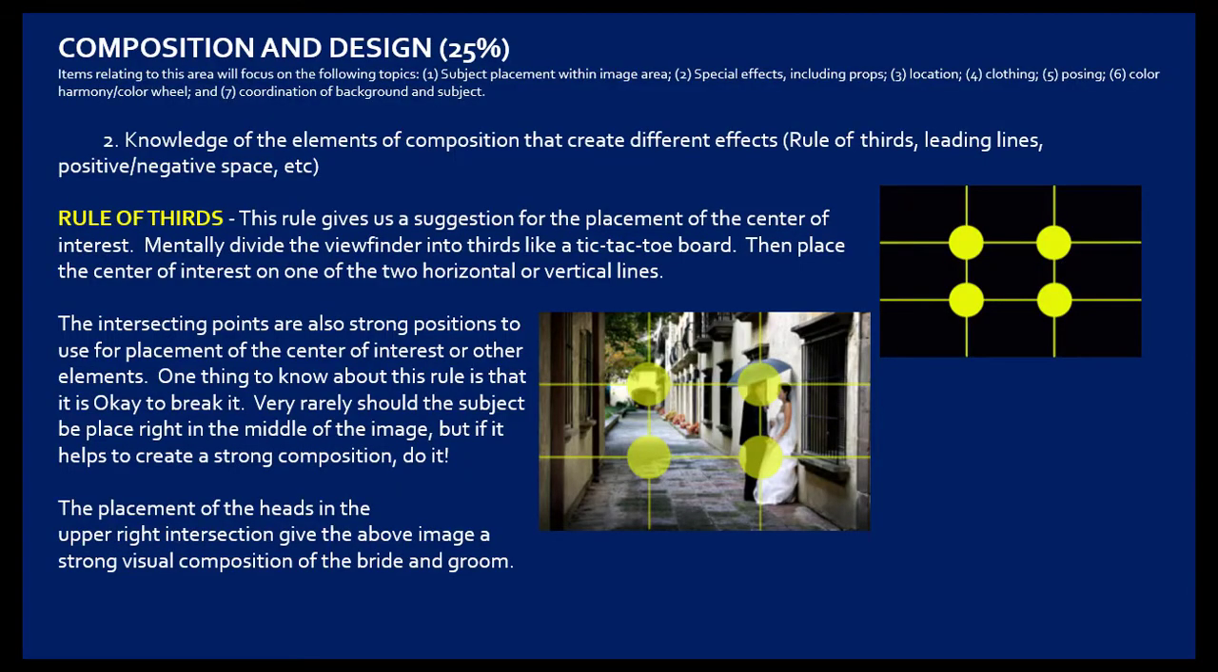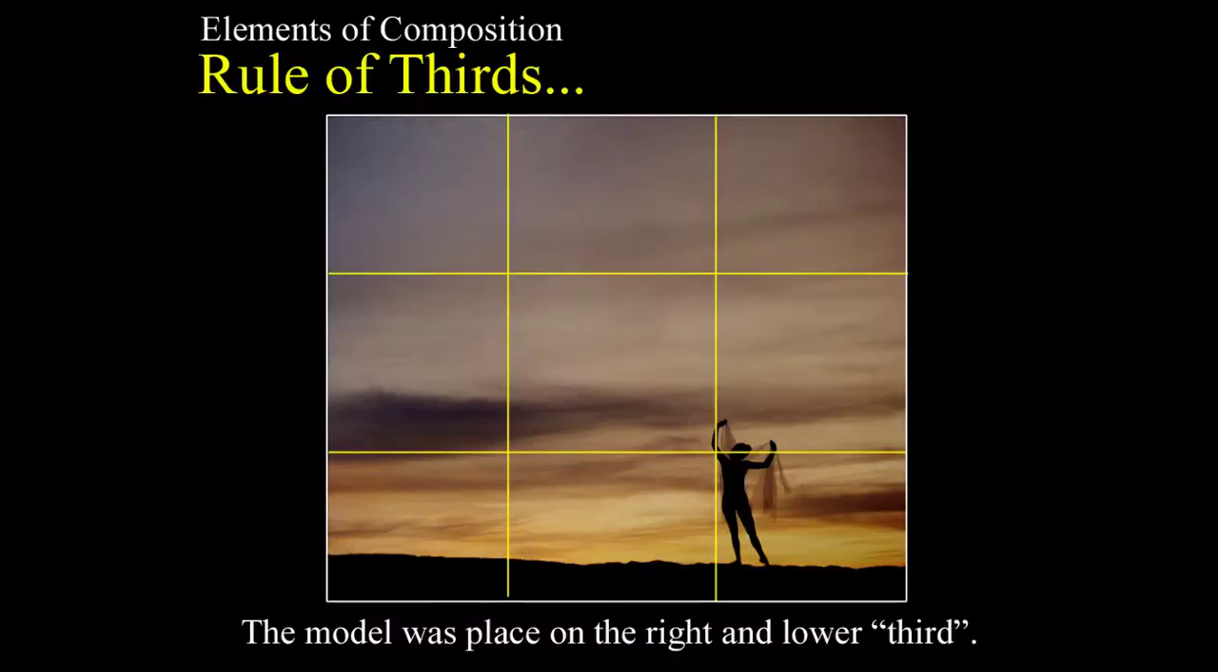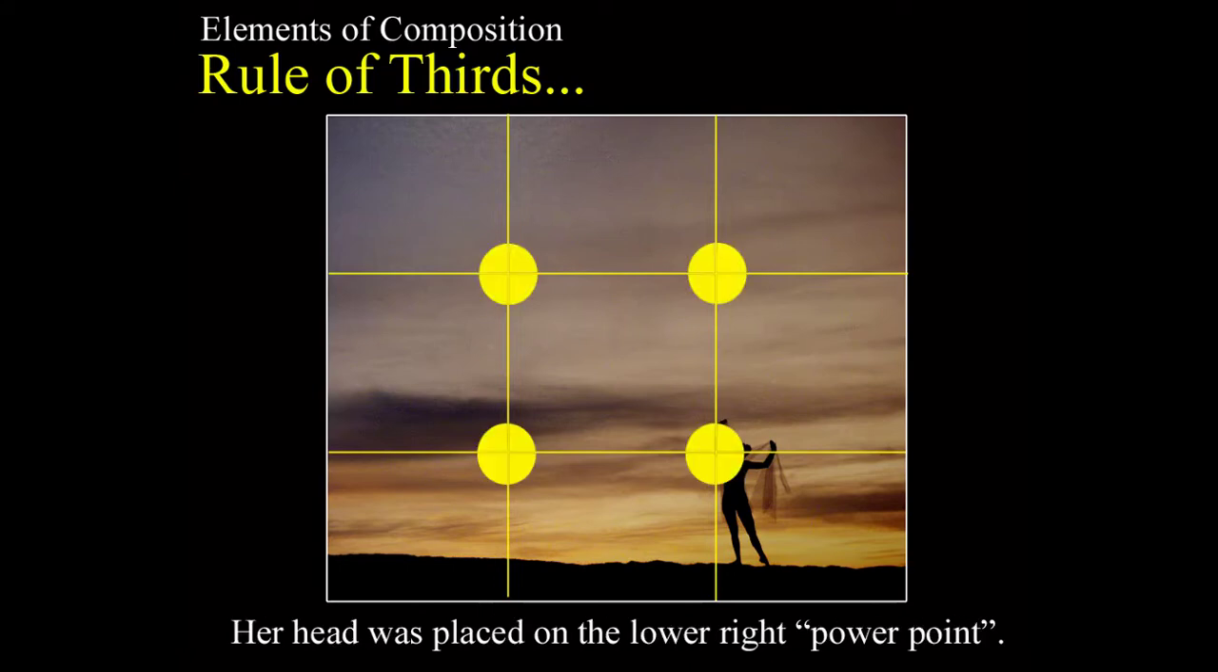Number 2 says, knowledge of the elements of composition that create different effects, including rule of thirds, leading lines, positive and negative space, etc. Now the rule of thirds gives us suggestions for the placement of our subject, or as we learned a little earlier, the center of interest. Mentally divide the viewfinder into thirds like a tic-tac-toe board, and then place the center of interest on one of the 2 horizontal or vertical lines. The intersecting points are also strong positions to use for placement of the center of interest or other important elements.